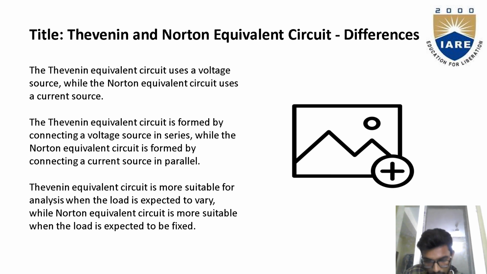Some of the differences are there. We'll see that Thevenin's equivalent circuit uses a voltage source, while Norton's equivalent circuit uses a current source. This is the difference we have seen. The Thevenin equivalent circuit is formed by connecting a voltage source in series, while the Norton equivalent circuit is formed by connecting the current source in parallel.